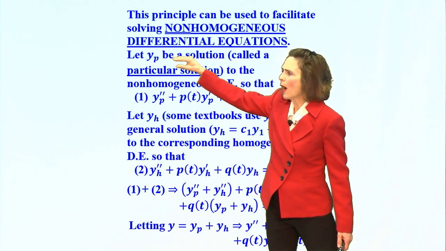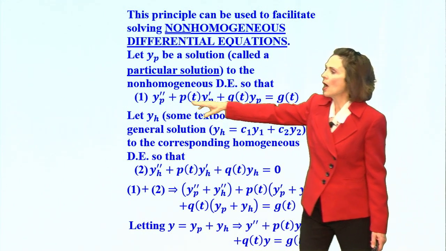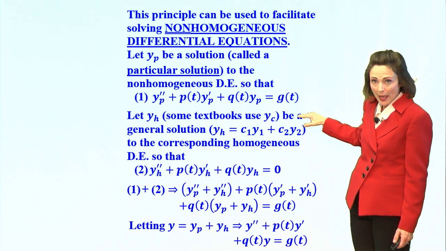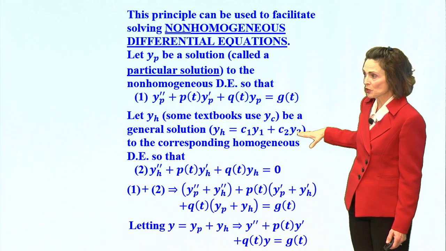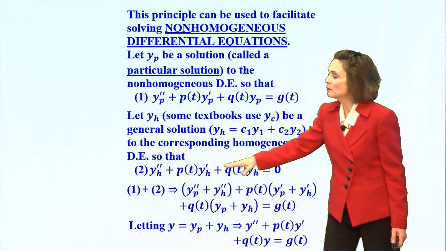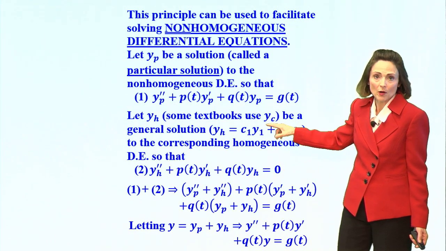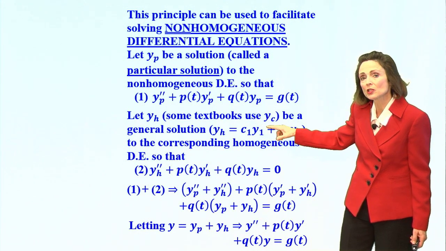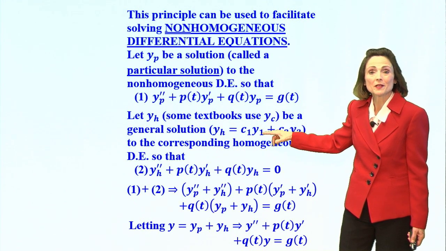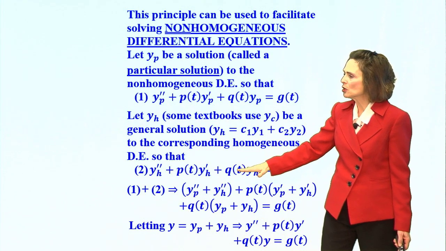So let's let y sub p be a solution, called the particular solution, to this non-homogeneous second-order DE. Then y sub h is the general solution to the corresponding homogeneous DE, this same DE with g of t equal to 0. Now, in some textbooks or other materials you may see the homogeneous solution designated as y sub c, because sometimes it's referred to as a complementary solution. So we have these two equations.